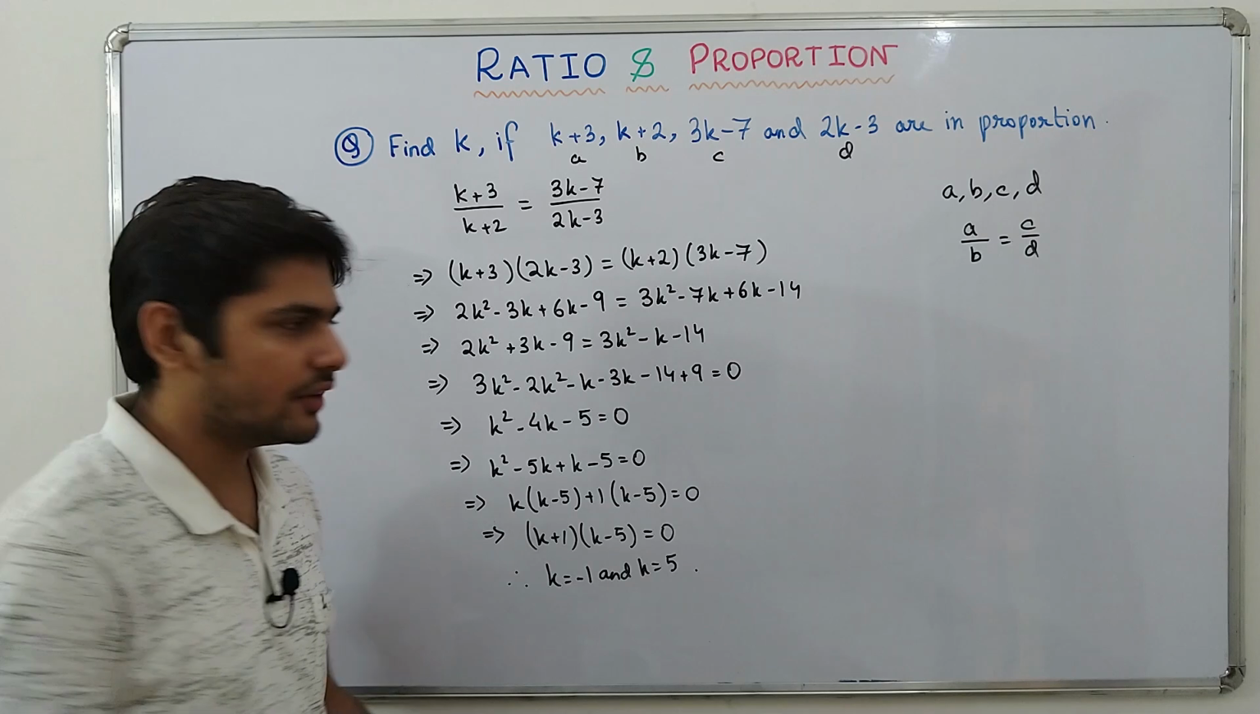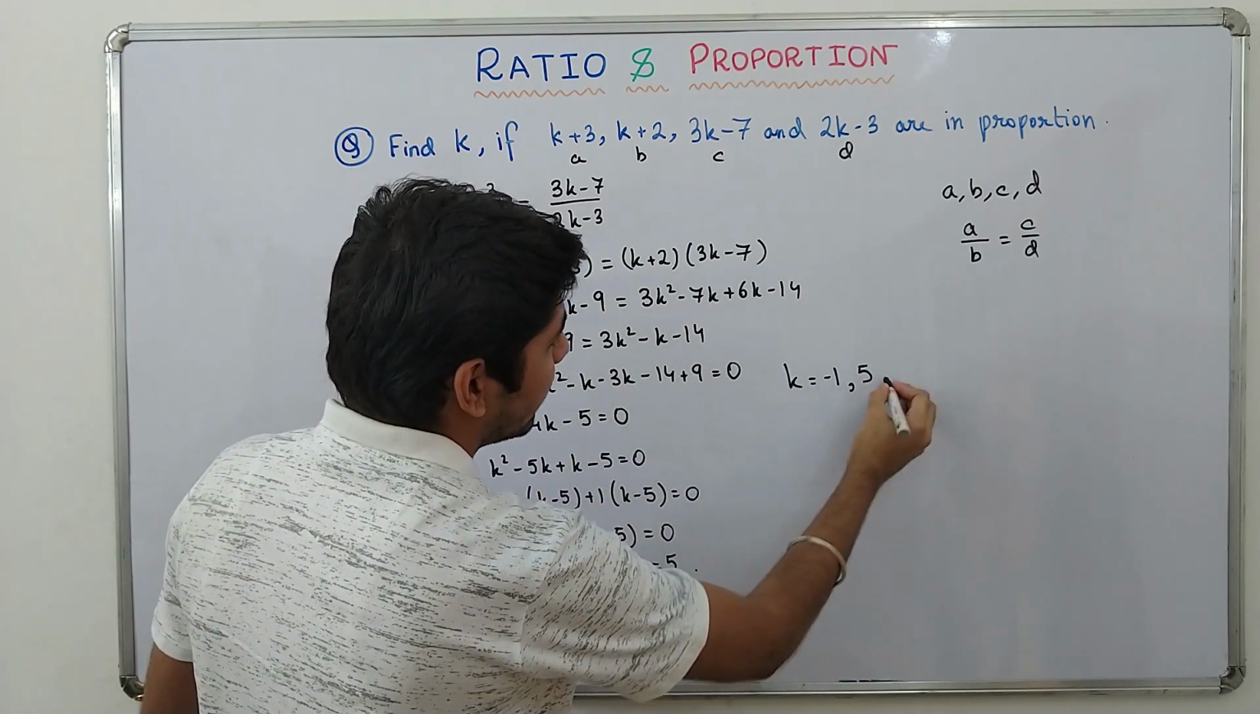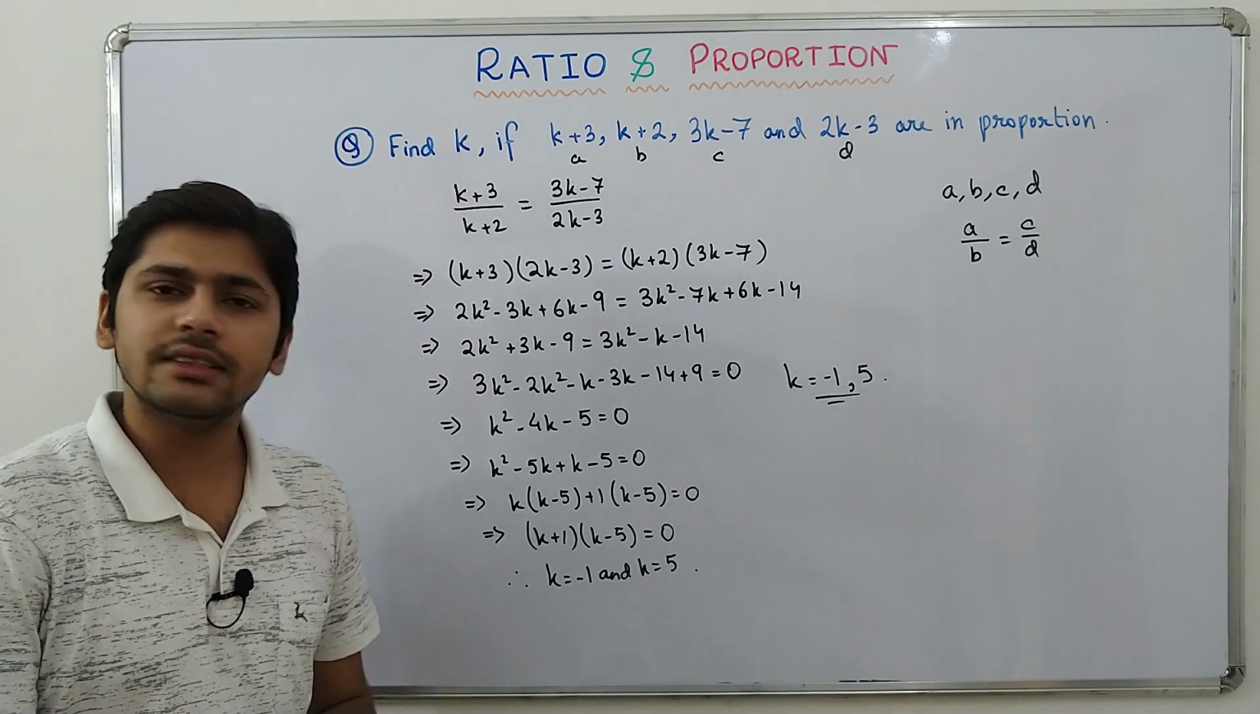So we found the value of k. The value of k is either minus 1 or 5. So that is our answer. Simple sum. Now we will move on to the next sum.